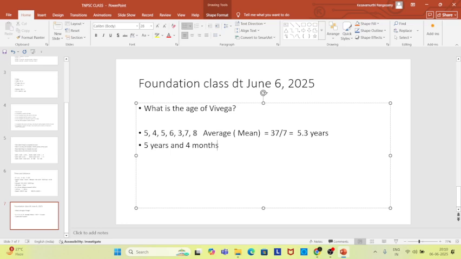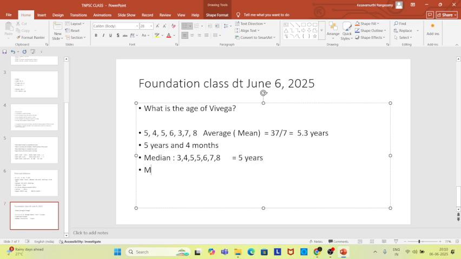Suppose you want to find the median. How do we find the median? You write these values in ascending order, that is from small to big: 3, 4, 5, 5, 6, 7, 8. You have written the ascending order, and you have to take the middle value. What is the middle value here? 5, sir. Median is 5. Median says the age is 5 years.